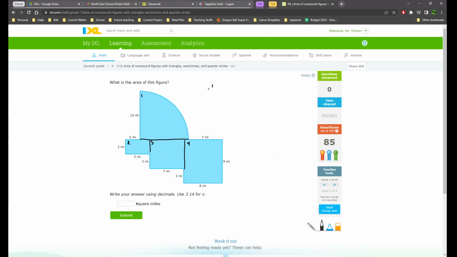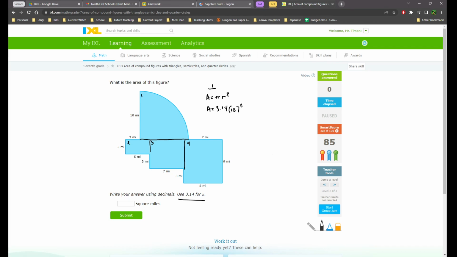Our first one is a circle, or a quarter of a circle, right? So I'm going to find the area of a whole circle, because I don't have a formula for a quarter of a circle. That is pi r squared. Well, if I notice down here, it says use 3.14 instead of pi. So I'm going to do 3.14, multiply it by my radius, right? That's from the center point to the outside is a radius.